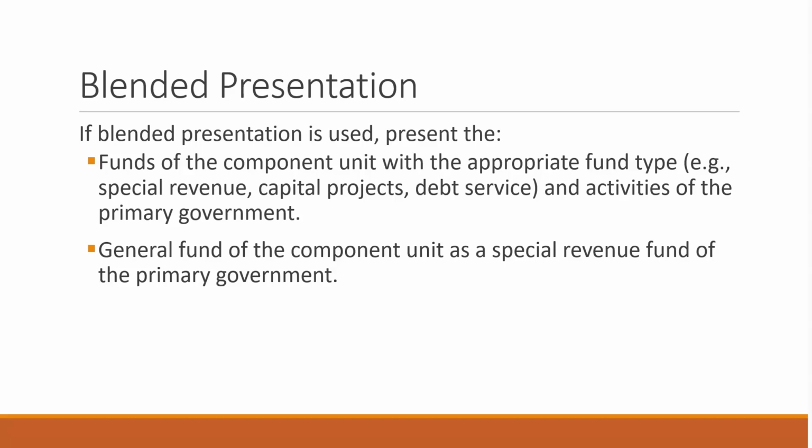If the component unit has multiple funds, then those funds are reported by their fund type. Then it follows the major and non-major rules for reporting purposes. For example, if a component unit had special revenue funds, it would be reported in the same manner as the special revenue funds for the primary government. If it was a major fund, it would have a separate column, and if it was a non-major fund, it would be aggregated with the other units.